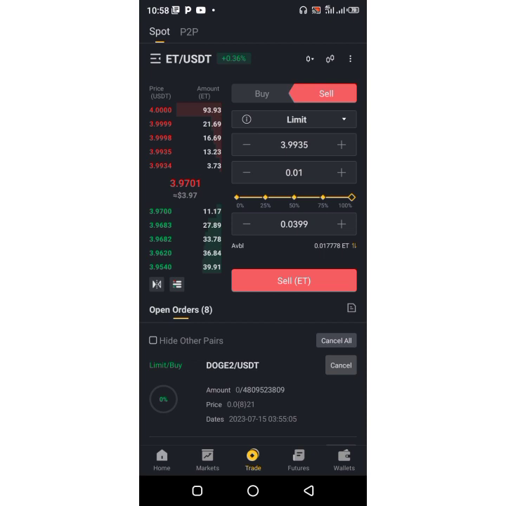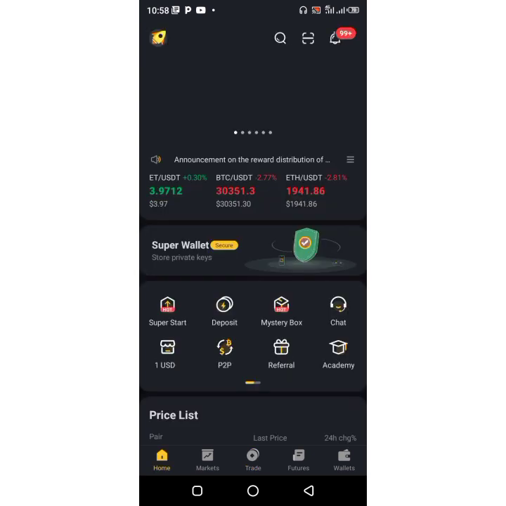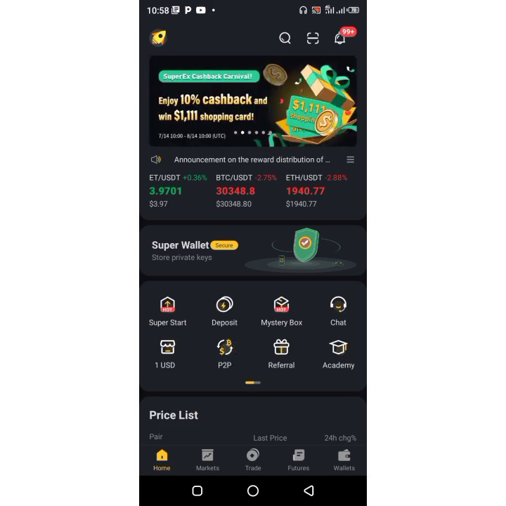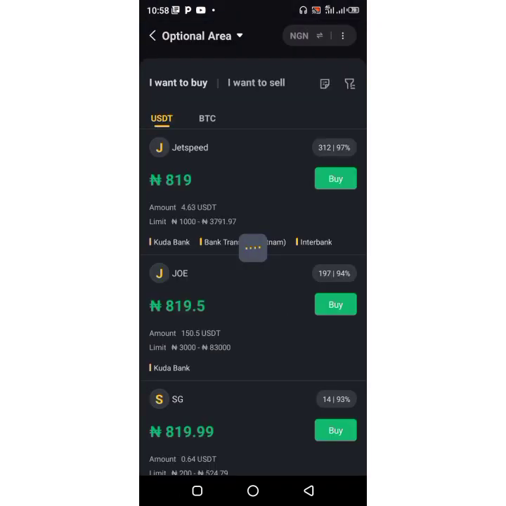Go to the home page. You see P2P. Here you can buy and sell USDT. If you don't have USDT on your Superex, you can buy here by clicking on any person you want to buy from. This particular P2P, I've made a lot of videos. You can check my previous video on P2P to learn more about how to buy and how to sell. So let's move on to another feature.